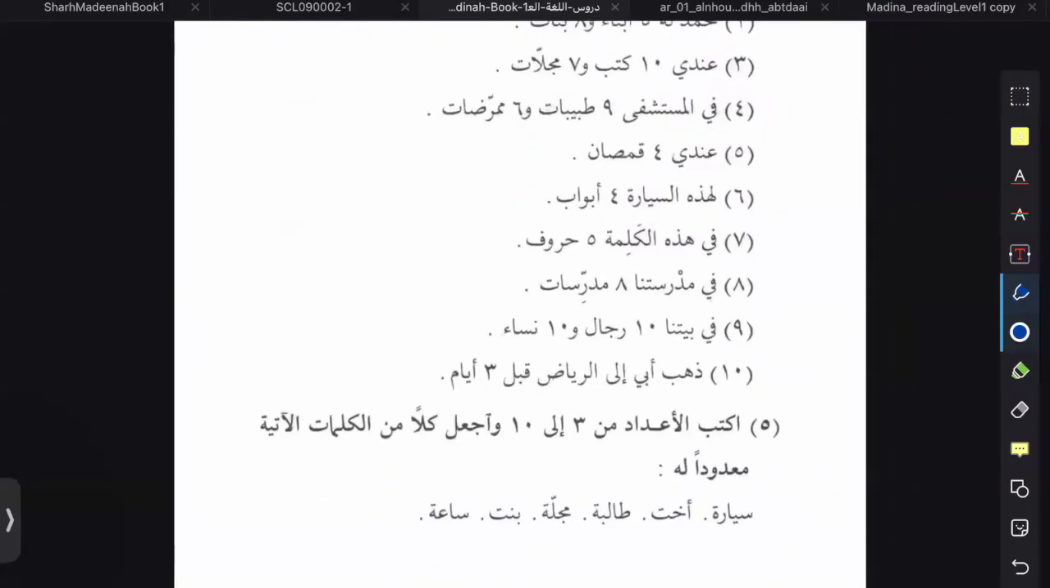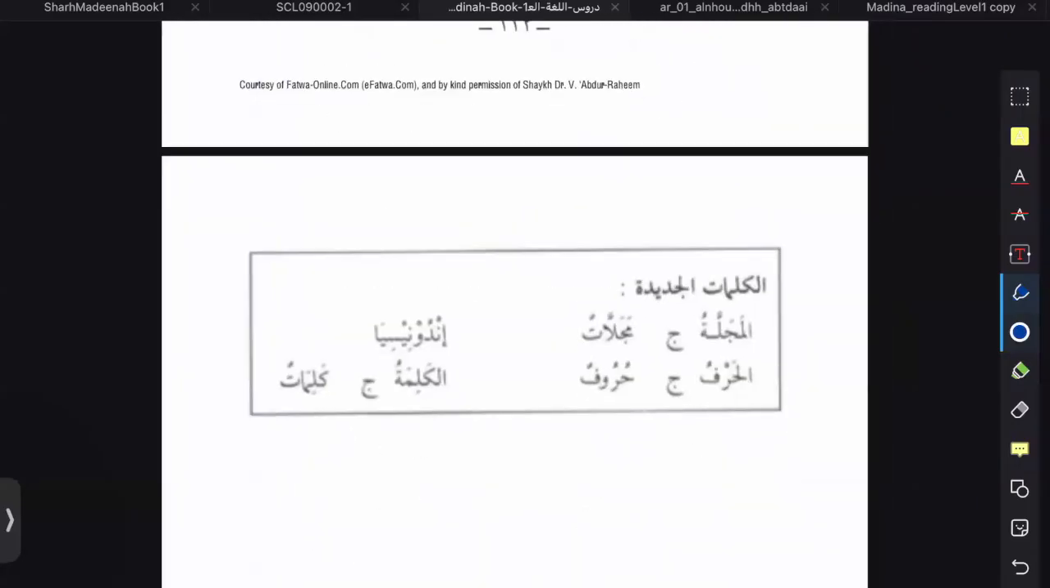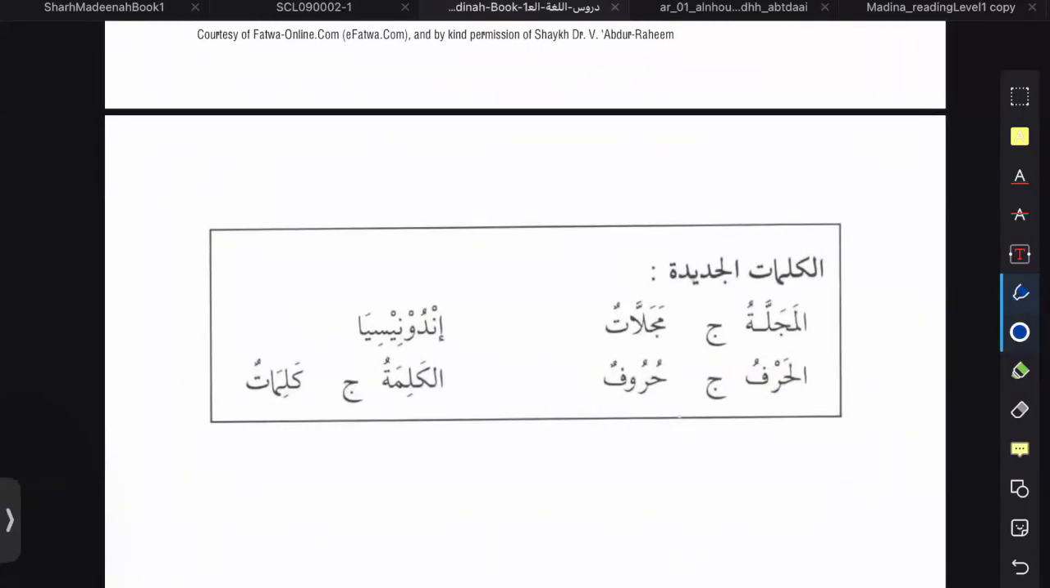Do this one. Don't skip this one. And then you have الكلمات الجديدة. مجلة. مجلة is a newspaper and all the other words. حرف is a letter. Indonesia is a country, so you know all of them, inshallah. Okay.